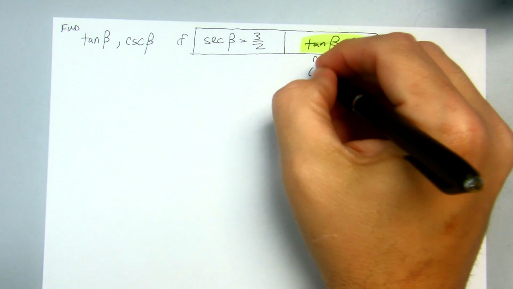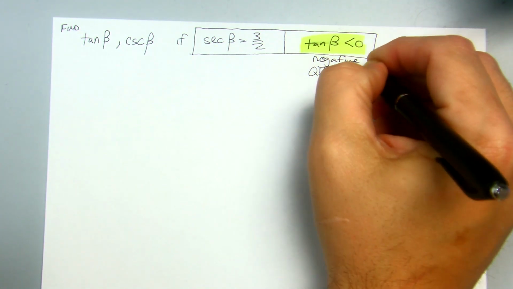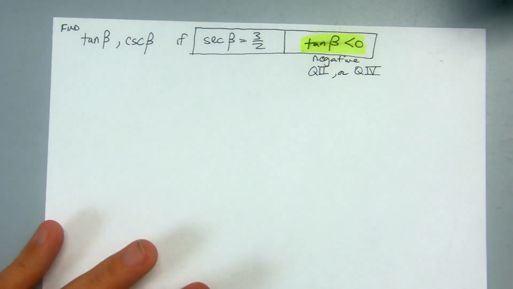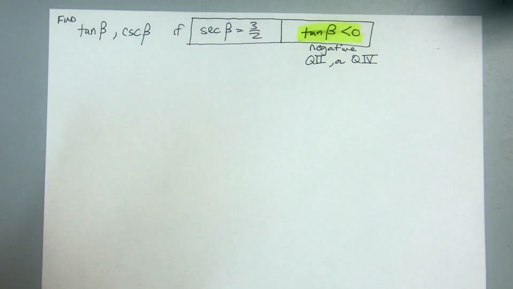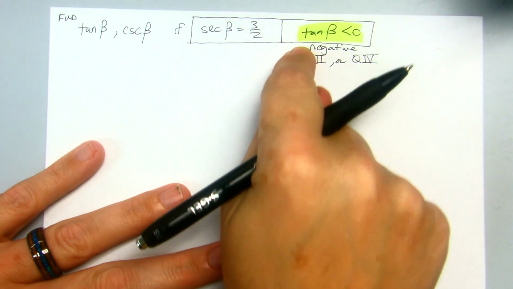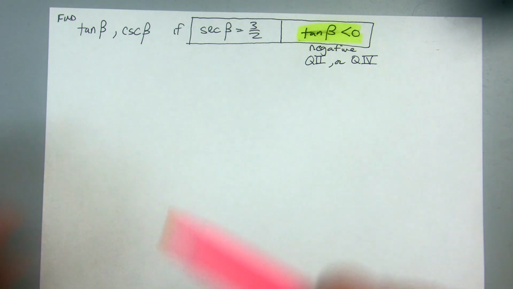So quadrant 2 or quadrant 4. That's going to be your first piece of information. I don't think that it has to be, well, it has to be in quadrant 2 or 4. So now, after we use that first thing, I'm going to use the second part right here: the secant of beta is equal to 3/2.